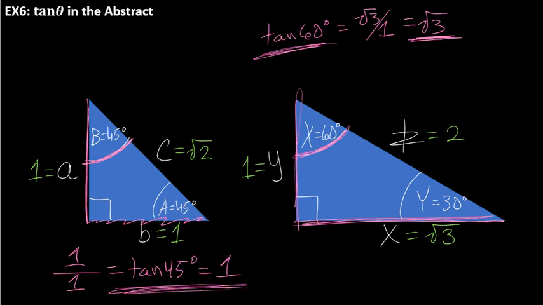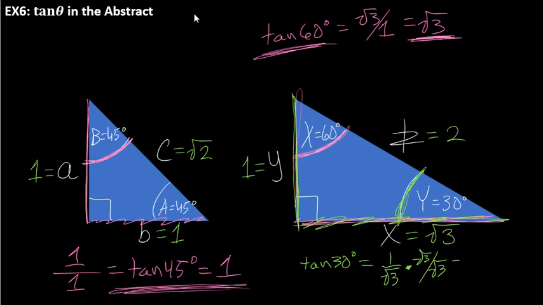And last but not least, we have tangent of a 30-degree angle. So the tangent ratio of a 30-degree angle is equal to, again, opposite over adjacent. That would be 1 over the square root of 3. But we have to rationalize, so we're going to multiply by square root of 3 over square root of 3, and we get square root of 3 over 3. So the tangent ratio for a 30-degree angle is simply square root of 3 over 3.